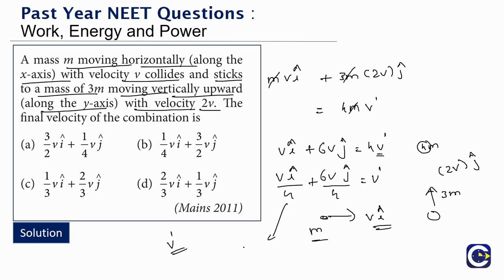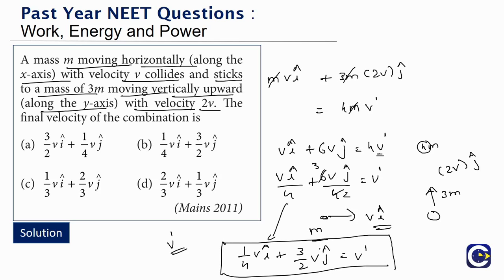So if we just simplify one more step, what do we have? It will be 1 by 4 v into i cap, plus here we can cancel, 2 3s are 6 and 2 2s are 4. That is what? 3 by 2 v into the j cap. That is our v dash value. So we are able to get the value by using the conservation of momentum principle. So what is the correct answer for this? It is option B, 1 by 4 v into i cap plus 3 by 2 v into the j cap. This is our final velocity of the combination.